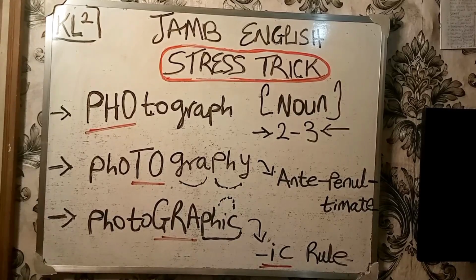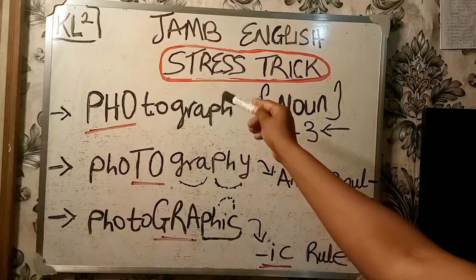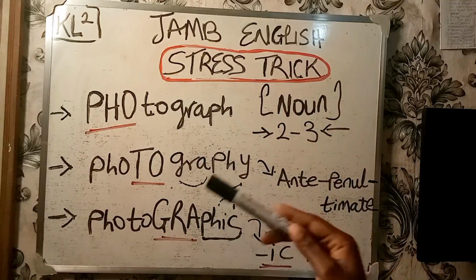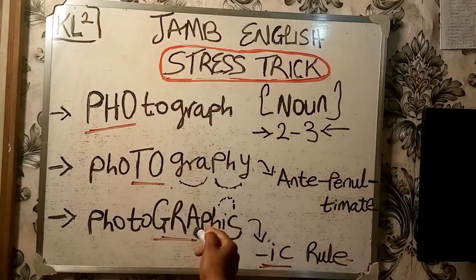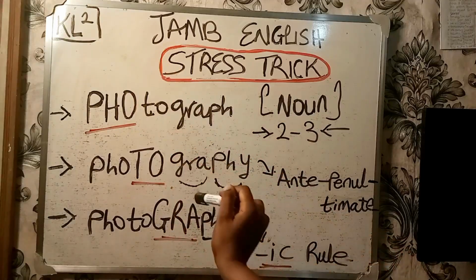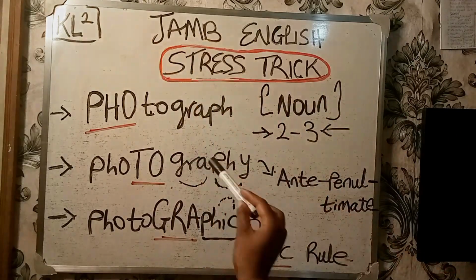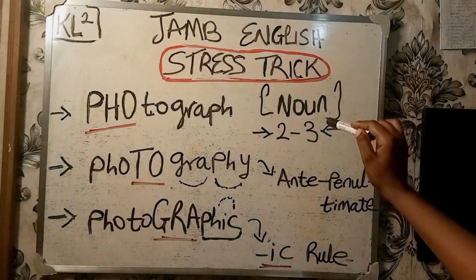For photograph, what type? Now, this is a noun. Most nouns, if not all, that are di or trisyllabic, that is with 2 to 3 syllables, are stressed on the first syllable. So obviously, photograph is trisyllabic, and being a noun, automatically the first syllable has the stress.